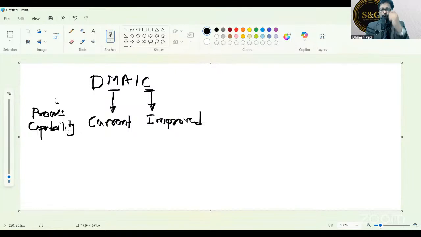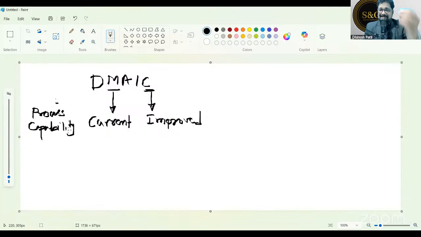But what is process capability? That is a question. The process capability is nothing but the ability of your process to satisfy the requirement of the customer. In simple words, the capability of your process to cater the requirement, to satisfy the requirement of the customer.